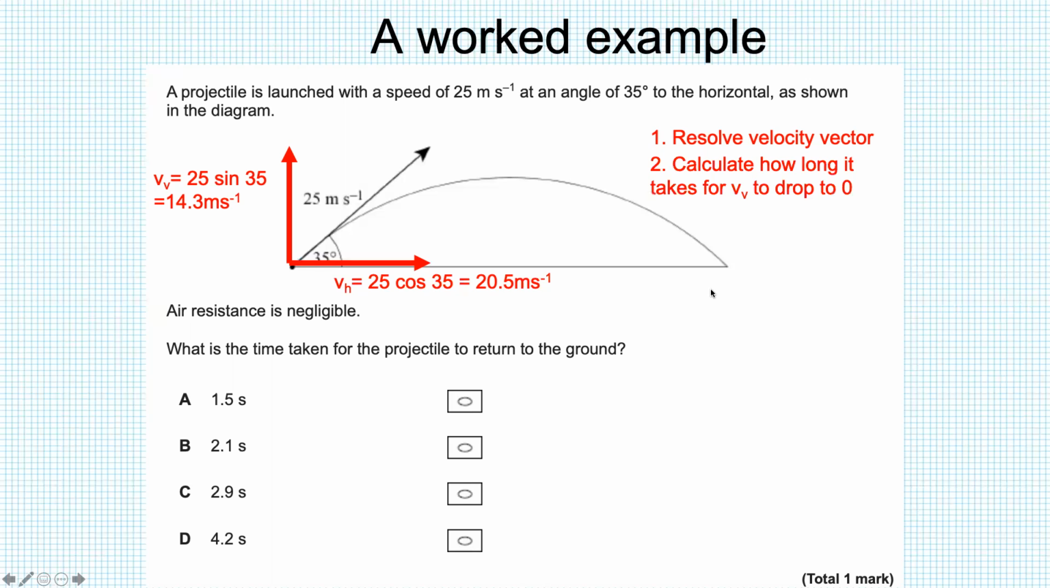Calculate how long it takes for the vertical velocity to drop to zero. So this is going to be slowing down all the time, and it's going to stop when it gets to the top, and then it's going to increase again until it hits the ground.